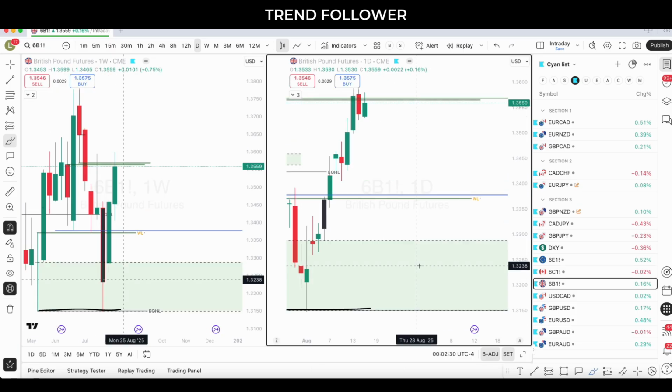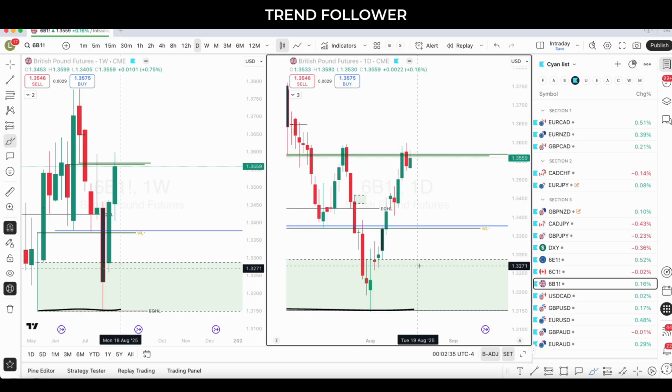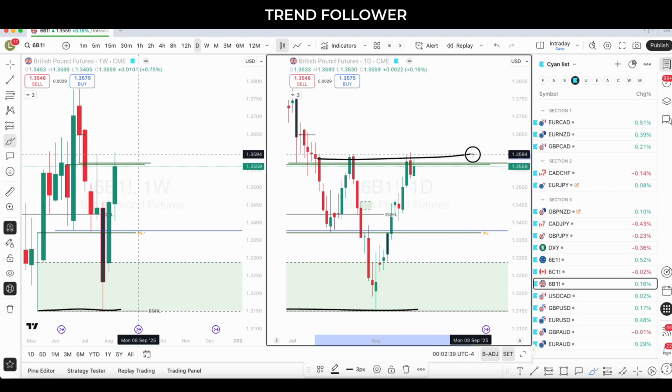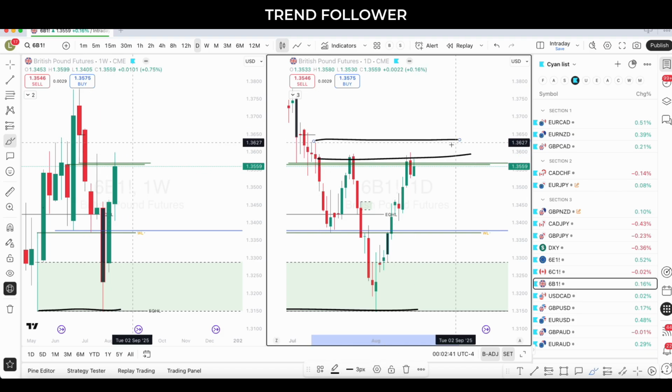Now let's move to GBP. I do think it is in a zone where a pullback will happen. This is a great daily supply.